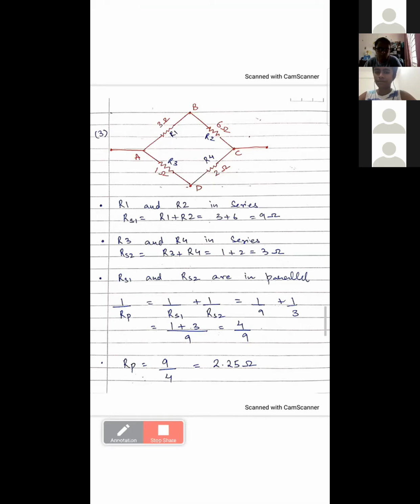In the current, you get to know which is series, which is parallel. Now try this question.